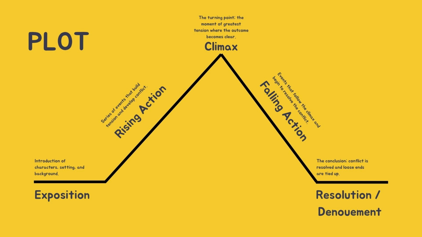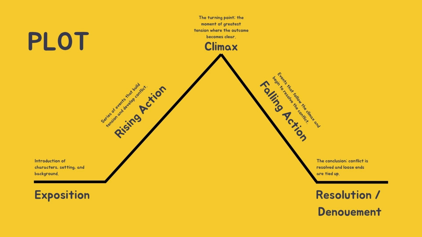It shows how the characters deal with conflict and how the story progresses. Common plot structure. Exposition. Introduction of characters, setting, and background. Rising action. Series of events that build tension and develop conflict. Climax. The turning point. The moment of greatest tension where the outcome becomes clear.